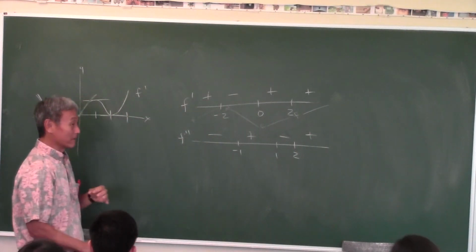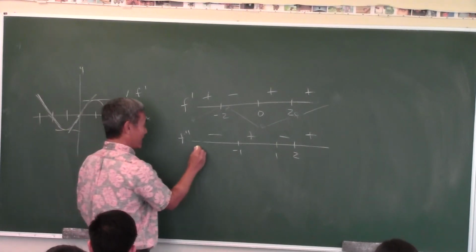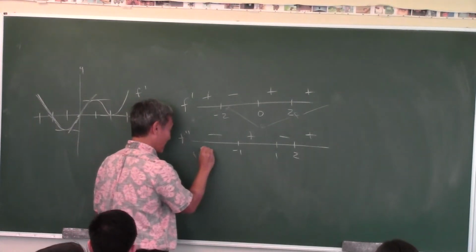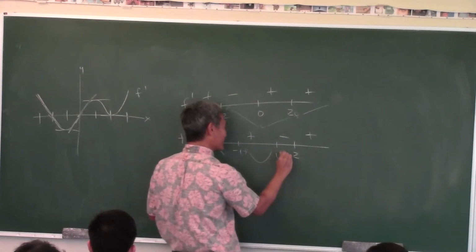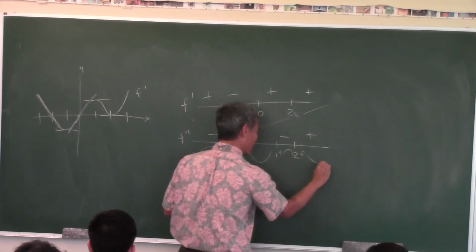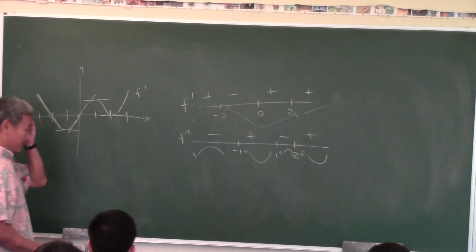What do you need to write underneath it if you want full credit? F is concave down. F is concave up. F is concave down. F is concave up. If you have your legend.